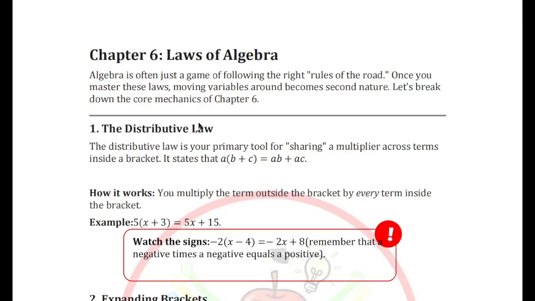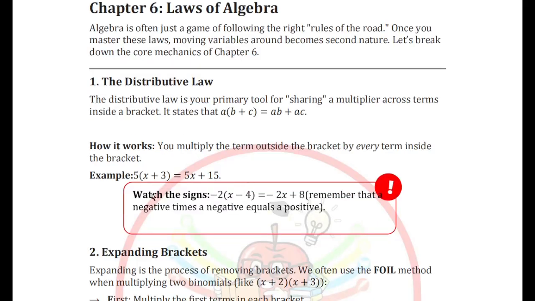The first law we are going to talk about is the distributive law. The distributive law is your primary tool for sharing a multiplier across terms inside a bracket. I'm just going to explain directly. When we talk about the distributive law, the term outside the bracket will multiply every term inside the bracket. So this A will multiply B, this A will multiply C, which would then be A times B, it is AB. A times C, it is AC. Just like that, that is the distributive law.